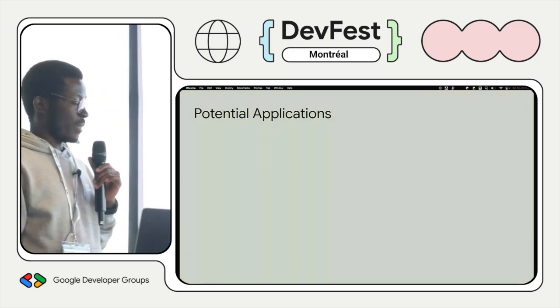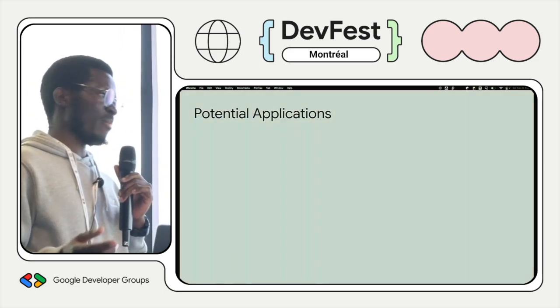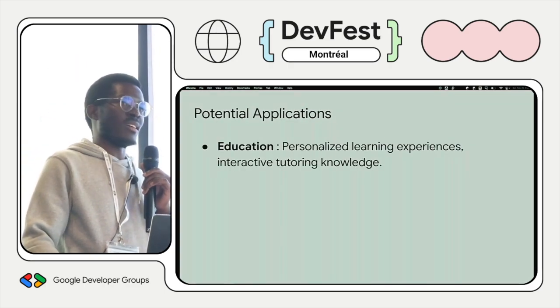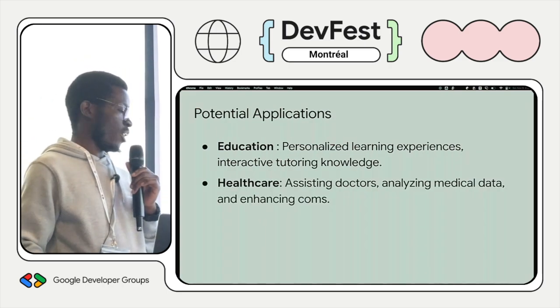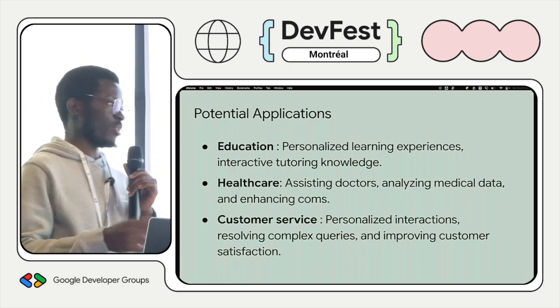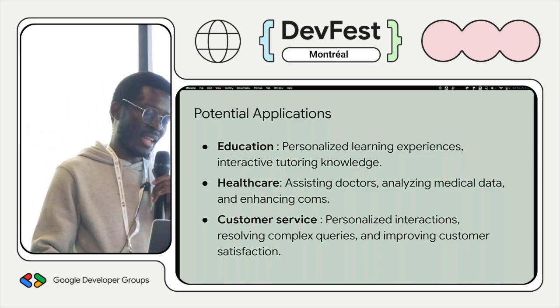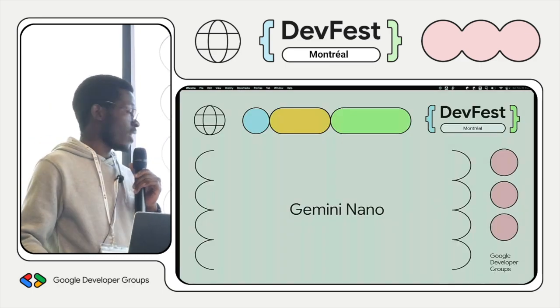As for the potential applications that you can build with Gemini, right now we are living in the LLM era, so there is probably a lot of stuff that you can do. It can be in different kinds of domains: education, healthcare, customer services. There is a lot that you can do right now using LLMs. The only limitation can be your imagination.